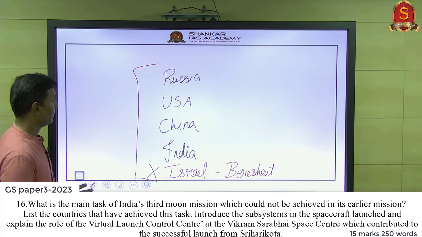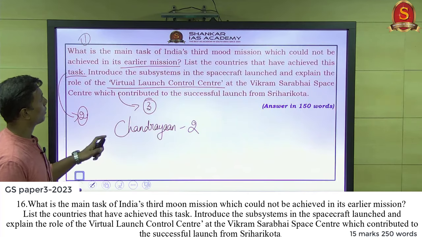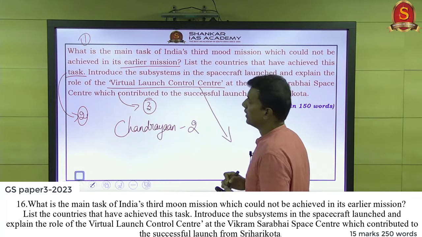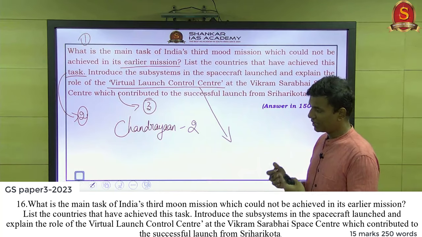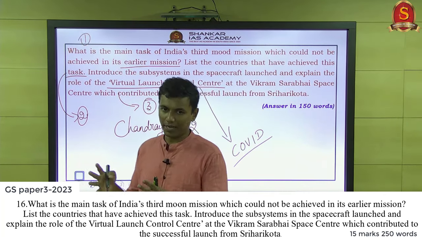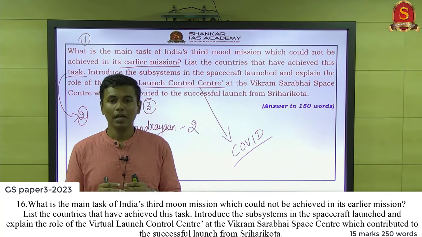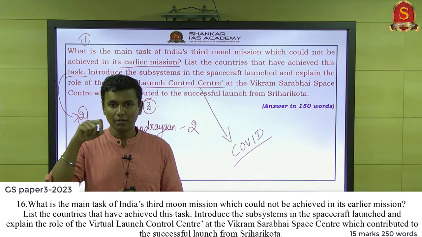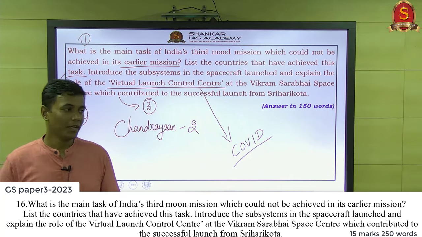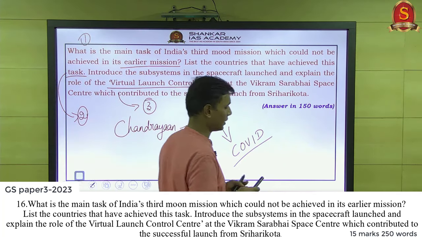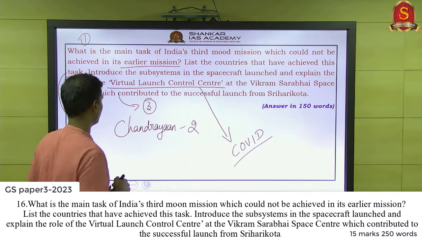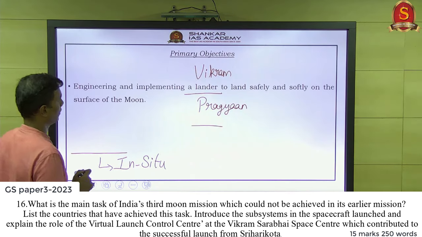Now, 2 parts of the question have been addressed. Coming to the third part, a minor part in fact, what was the role of the virtual launch control center? Understand, the virtual launch control center was primarily operationalized or improvised during the COVID time, because we were not able to mobilize a lot of scientists to a particular location. So, like a hub and spoke model, we integrated multiple launch centers and multiple centers of ISRO to a single point called the virtual launch control center. Now, what are the primary functions of the virtual launch control center? We can write 4 important roles here.